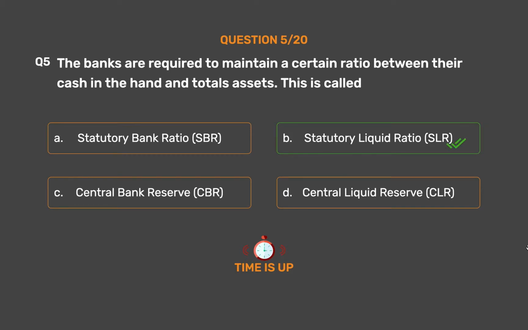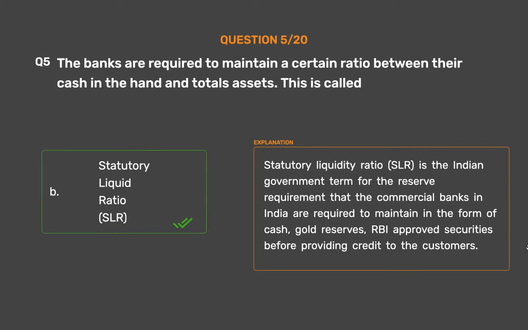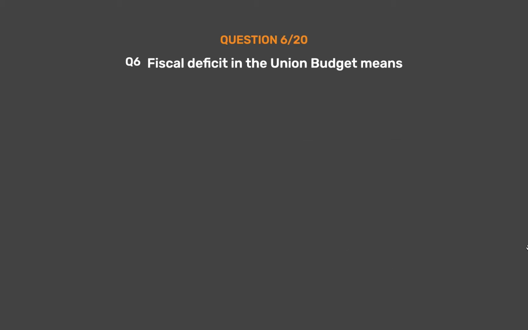Statutory liquid ratio, SLR. Statutory liquidity ratio, SLR, is the Indian government term for the reserve requirement that the commercial banks in India are required to maintain in the form of cash, gold reserves, RBI-approved securities before providing credit to the customers.